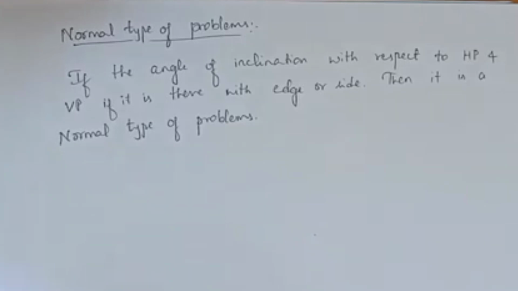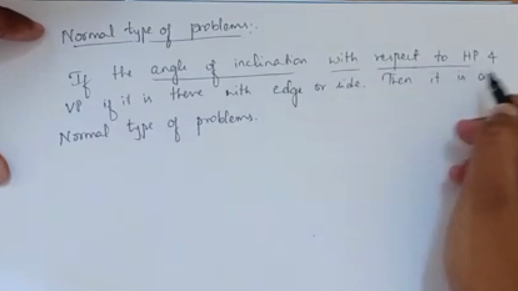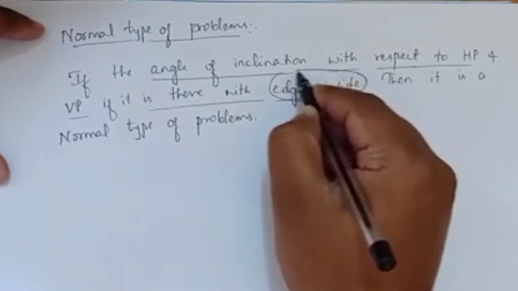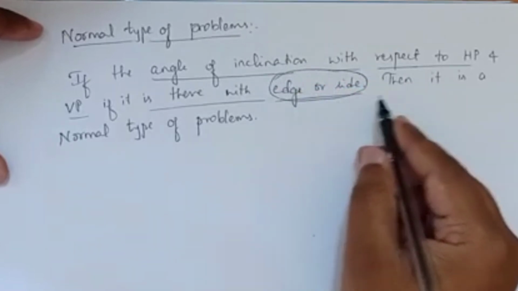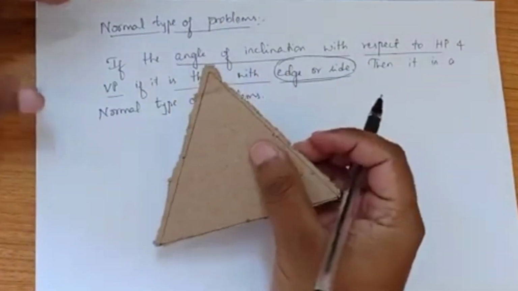In the initial, that is the first projection, there will be no inclination, and in the second position we have inclination either to the HP or to the VP, and in the third position we have inclination with respect to both the reference planes, right? That is the concept for solving the projection of planes. Now in this normal type of problem, if the angle of inclination with respect to the HP and VP is given with respect to an edge or side, this is what is important. If it is there with respect to the edge or side, then we call it a normal type of problem.